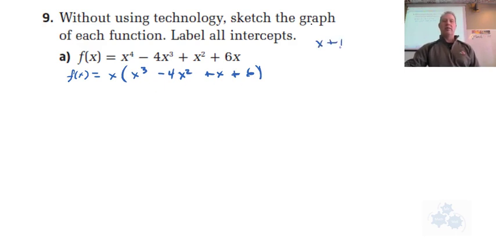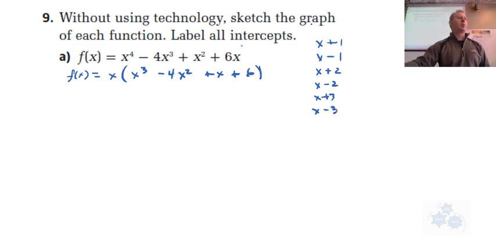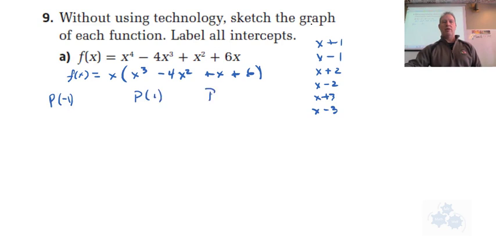So we need to list some factors there, right? Factors of 6. And we need to find out what this is divisible by. So we need to figure out what p of negative 1 is, what p of 1 is, and so on, and just keep testing this until we get a 0. So let's do p of 1 because that's easy. 1 minus 4 is negative 3 plus 1, negative 2 plus 6. That doesn't look like it gives us 0.